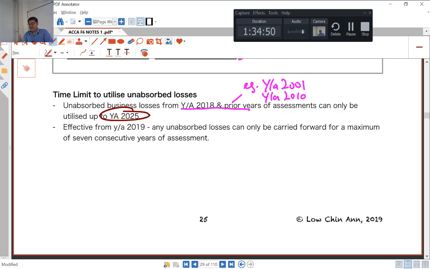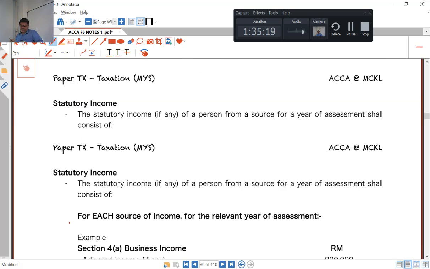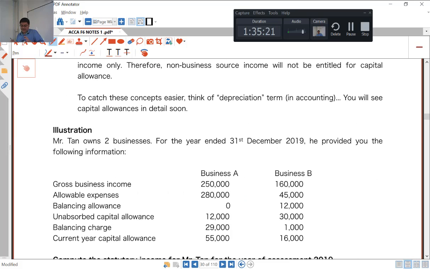But whatever from 2019 onwards, where the new rules start to come in, they only allow you to carry forward to a maximum of 7 consecutive years. Meaning, if you're in 2019, your loss can go up to 2026. If you're 2020, then you go up to 2027. So you have to keep track of the loss. We'll come and see the example if we have time later. Okay. Now, so if you go to page 26, I have one short example.